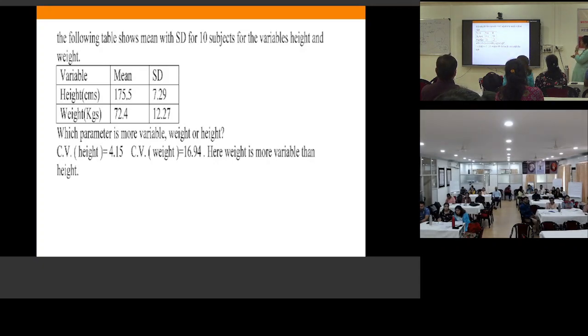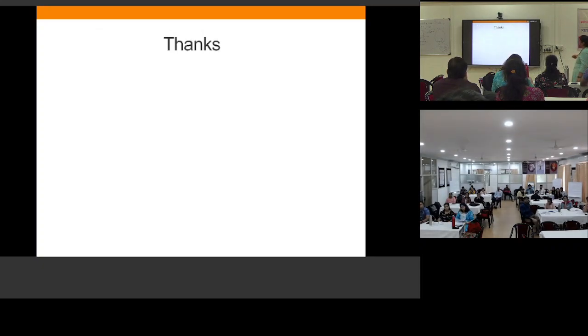Now what is varying more? CV. Which parameter is more variable, height or weight? CV for height is 4.15, and for weight it is 16.94 using that formula. So you can say that weight is more variable compared to height. That is the use of CV for different measurements. Okay, that's it in the descriptive statistics.